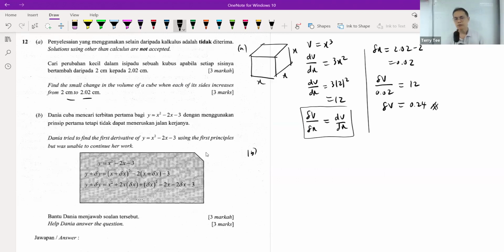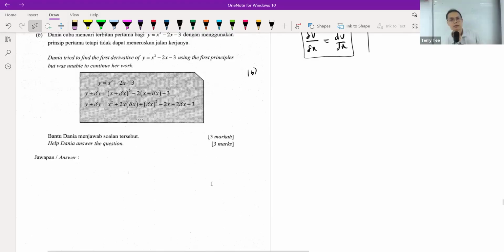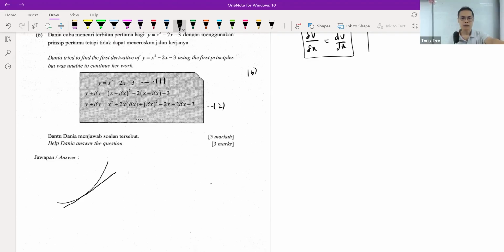Then I try to find the first derivative of this, y equals x squared minus 2x minus 3, using the first principle, but was unable to continue her work. So help Danya to answer the question. So I'm not going to copy the question, because Danya already did halfway. So this is your equation 1, this is your equation 2. So what we need to do, remember, the curve looks like this. The line that touches the curve at one point is called a tangent. This is your tangent. When you substitute a specific value, that's your gradient of tangent, this is dy/dx.